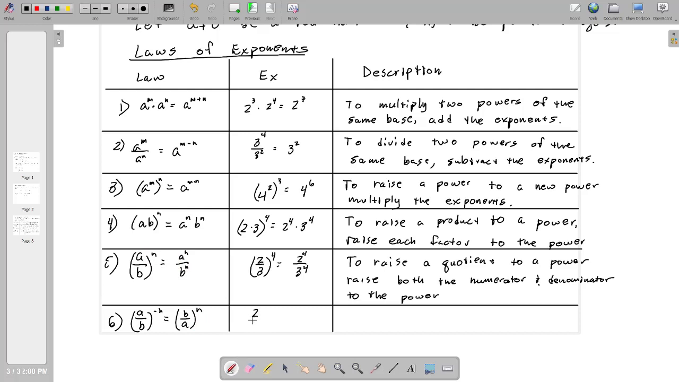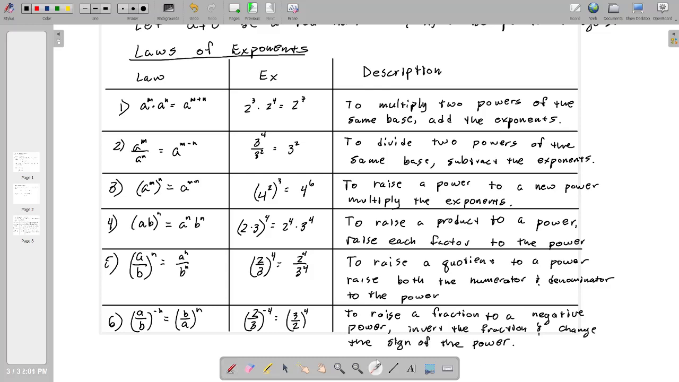2 over 3 to the negative 4th power is going to equal 3 over 2 to the 4th power. To raise a fraction to a negative power, invert the fraction and change the sign of the power. Now this also has the implication that if you want to create a negative power, you can do so. Because we have equality, remember equality holds both directions. 3 halves to the 4th is the same thing as 2/3 to the negative 4th. So if it suits us to have a negative power, we can write it in a way that gives us a negative power.